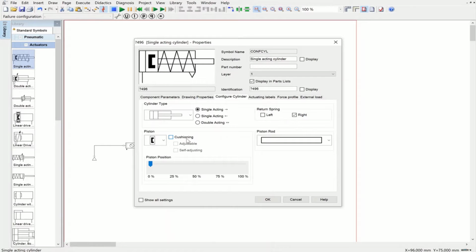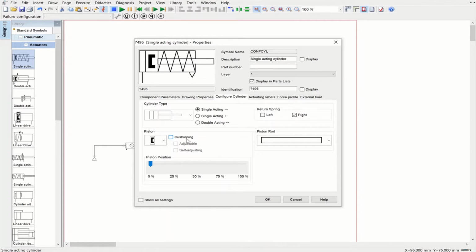We have cushioning. So what is cushioning? You see we have the piston inside, right, and that piston is moving inside a housing. Whenever it reaches the fully advanced position or fully retracted position, there is going to be an impact between the piston and the housing. We need to have a sort of cushioning in order to avoid that impact and to have a safe motion inside that housing. So that's why we need cushioning. And sometimes we need it to be adjustable, and in some industrial applications we need self-adjusting cushioning.